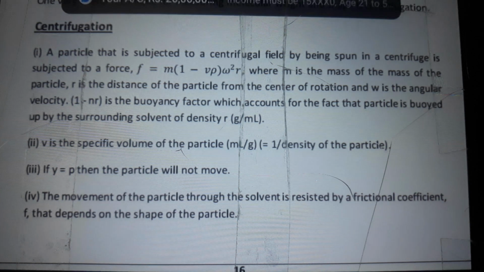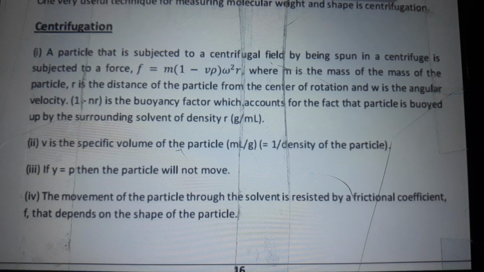v is the specific volume of the particle, in ml per g, equal to 1 divided by the density of the particle. If vρ is equal to 1, then the particle will not move. The movement of the particle through the solvent is resisted by a friction coefficient f that depends on the shape of the particle.